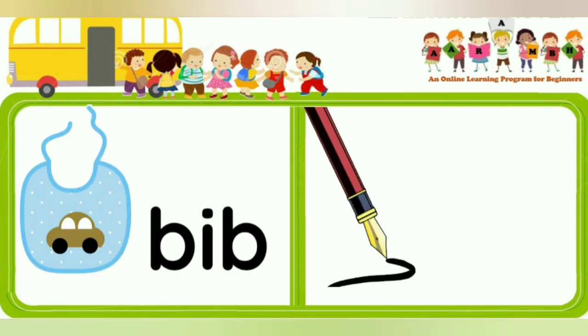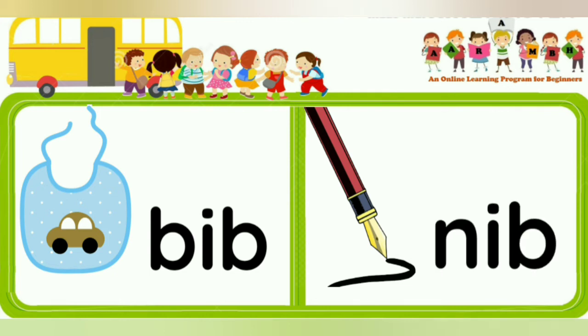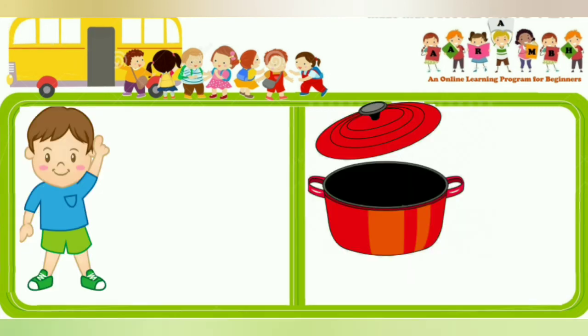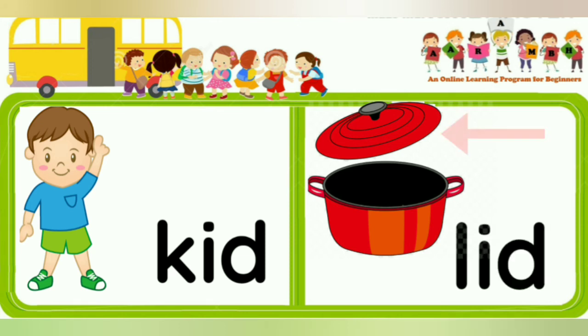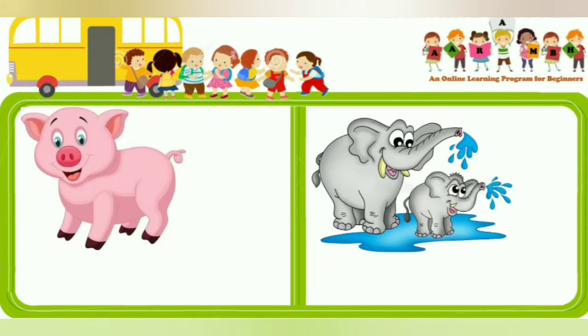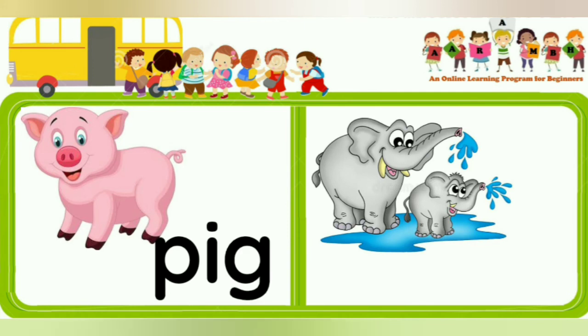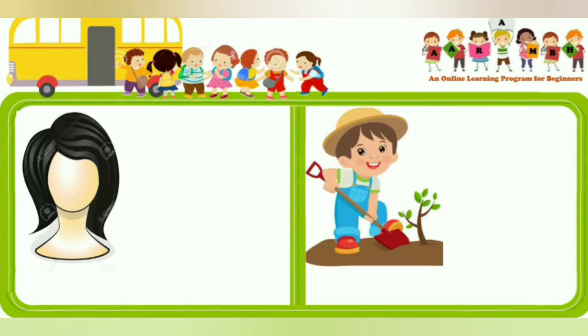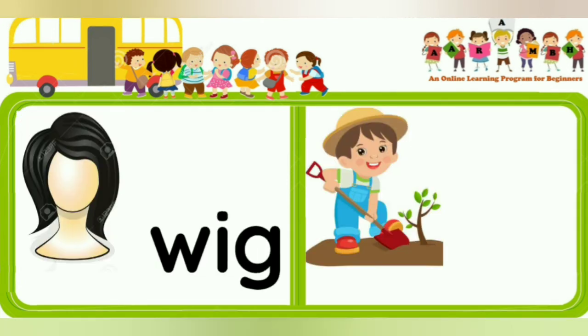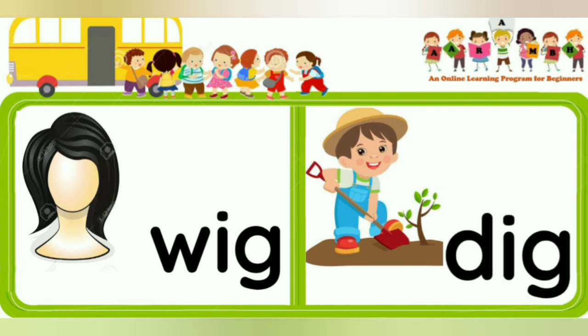B, I, B, bib. N, I, B, nib. K, I, D, kid. L, I, D, lid. P, I, G, pig. B, I, G, big. W, I, G, wig. D, I, G, dig.